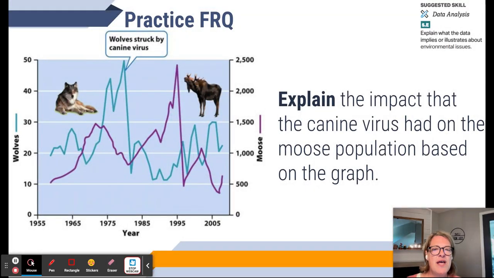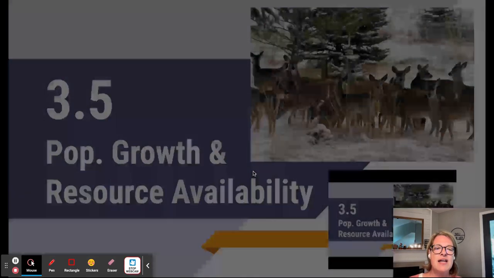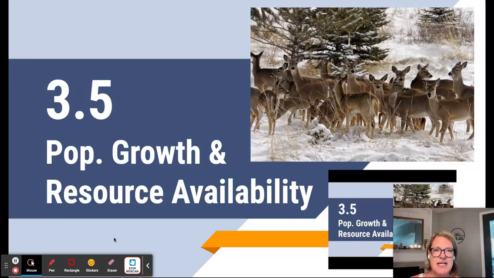Okay, so for today's practice FRQ, and this is a great example of an AP type question that you would see on a test. It says, explain the impact that the canine virus had on the moose population based on this graph. So moose are going to be the prey. The canines, the wolves, are going to be the predators. So explain that impact. And if you have any questions, make sure you're talking to me in class.